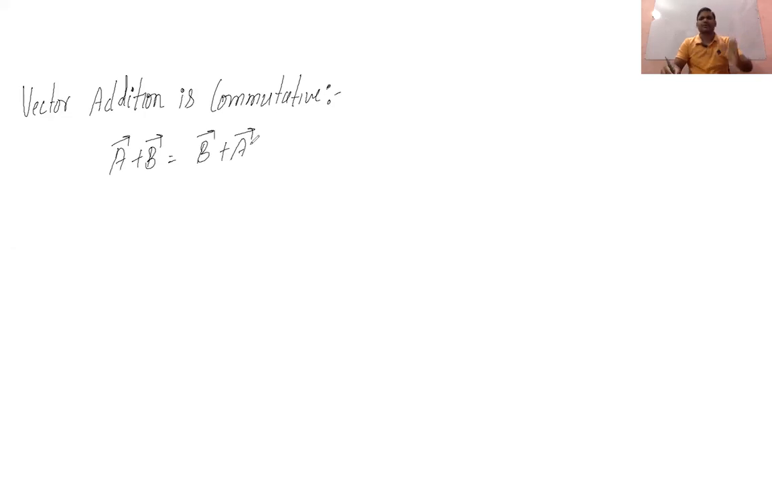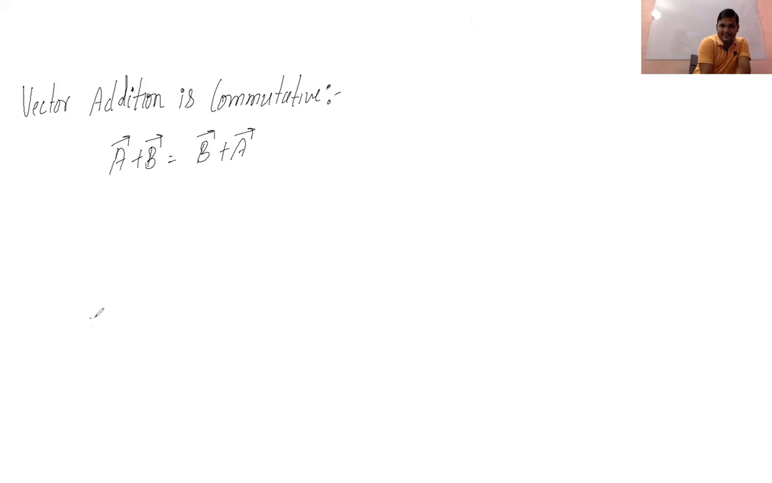Commutative means, you can understand by this figure: if this is the A vector plus B vector, then this will also be equal to the B vector plus A vector. This is basically the commutative law of vectors. Let's see how this is followed by the law of addition of vectors.